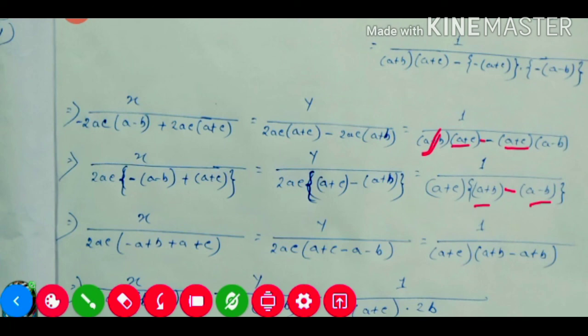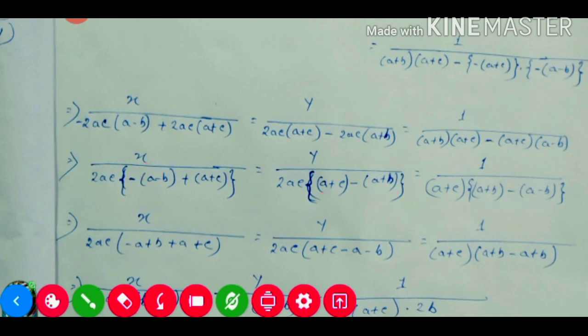Now this one we take out from the bracket, so minus here before a, nothing means plus, so plus minus will be minus, and minus minus will be plus b, and plus plus plus only a, and plus plus plus c. This one also we take out from the bracket, so it will be a plus c plus minus minus a plus minus minus b. This one also we take out from the bracket, so a plus b plus minus minus a minus minus plus b.